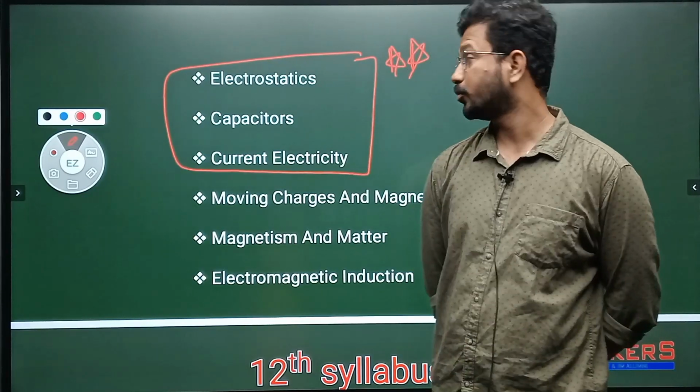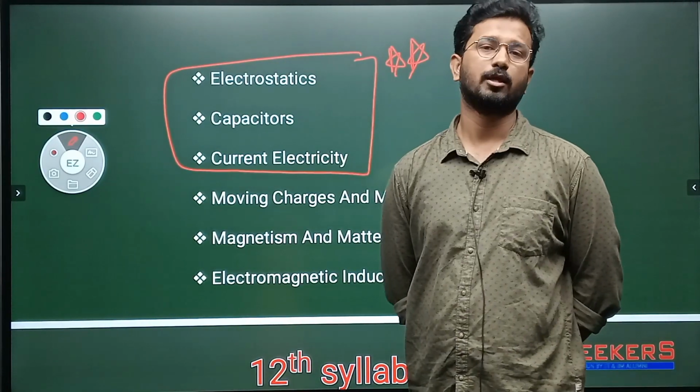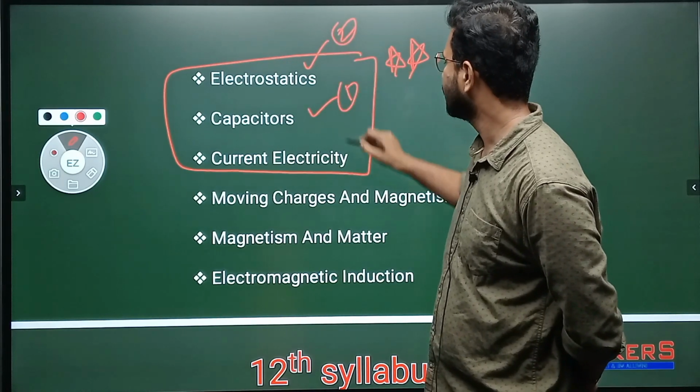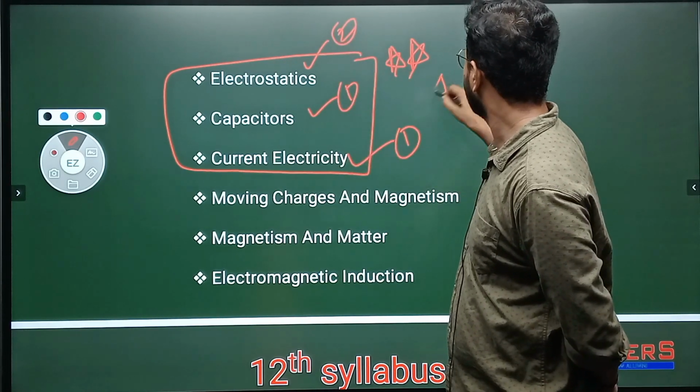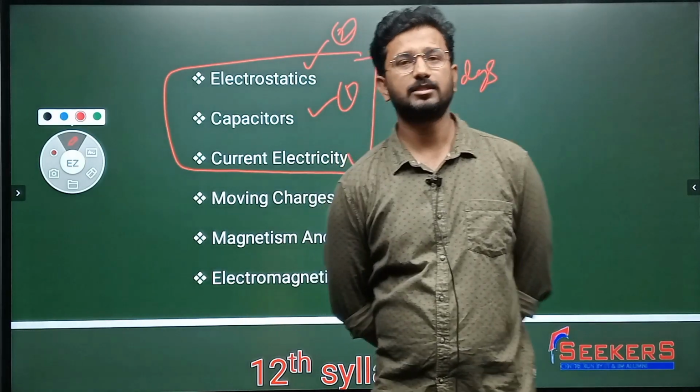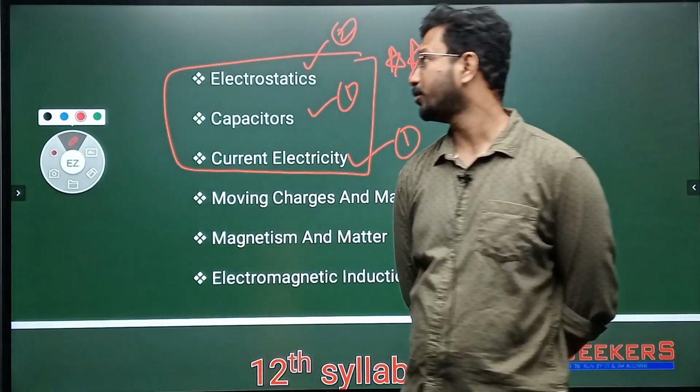Capacitors you also have to read the theory. Current electricity you will have to read the theory. It will take 2 days. Capacitors will take one day. Current electricity 1 day. 4 days you can give for these three chapters. Very important, very much weightage from the examination point of view.